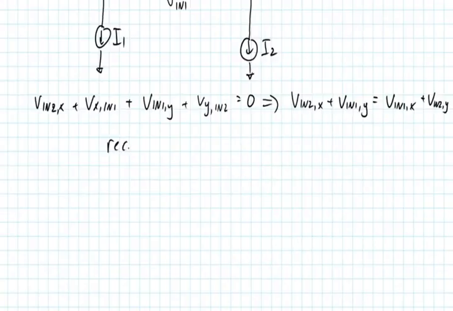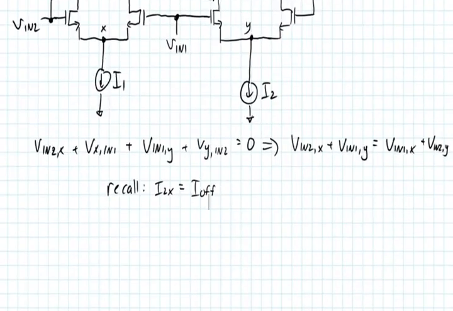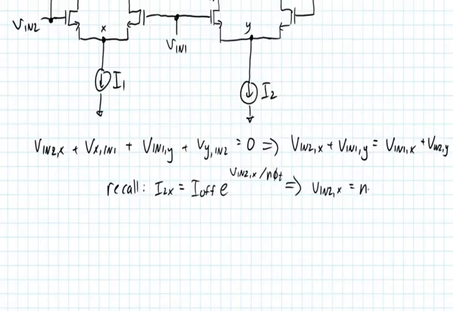So let's just recall one thing before proceeding to the next step. I2x is equal to I_off, and this is specifically referring to the current in this first NMOS transistor here. It's going to be equal to I_off times e to the Vin2,x over n phi_t. Okay, so what we can actually do is rearrange and solve for Vin2,x, and that's going to be equal to n phi_t times the natural log of I2y over I_off.